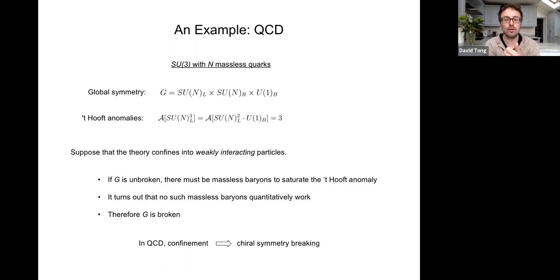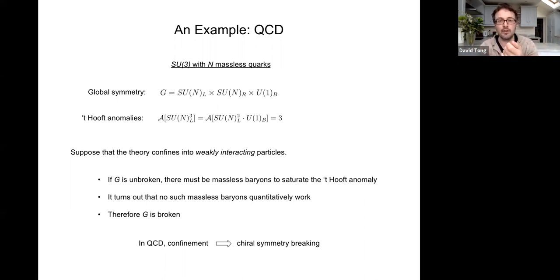So what was 't Hooft's argument? 't Hooft's argument was, suppose one, the theory confines, and two, this global chiral symmetry survives. If that's true, there has to be fermions in the infrared that replicate the 't Hooft anomaly, and that means massless fermions. In QCD, the only massless fermions are the baryons, because mesons are bosons, obviously. So there have to be massless protons or massless neutrons in QCD. Of course, it's not what we see in our world, but the question is, could it happen theoretically?